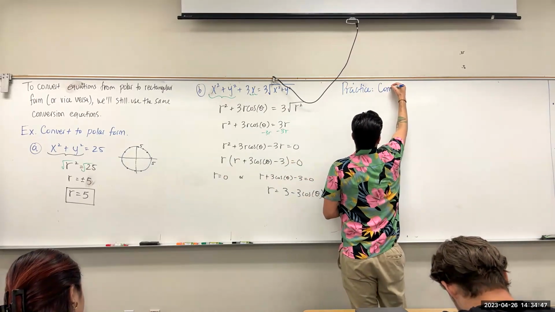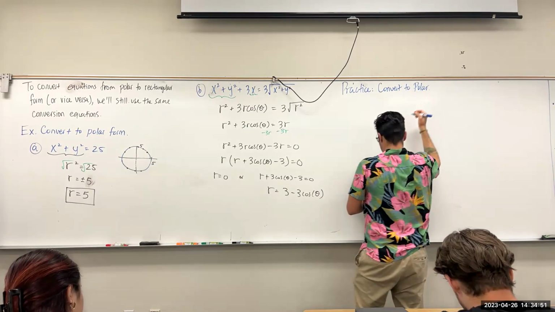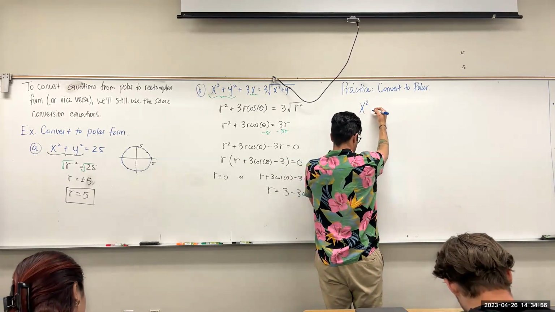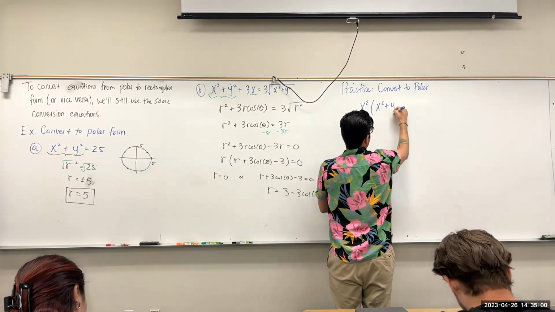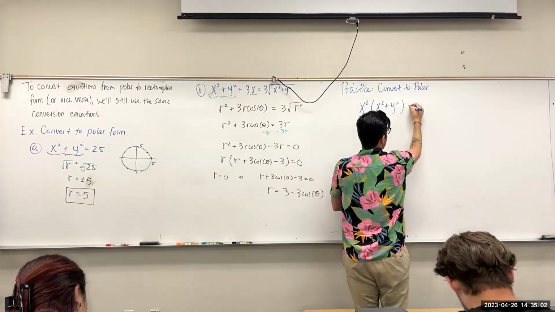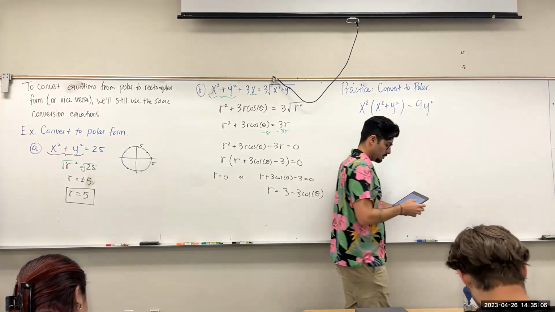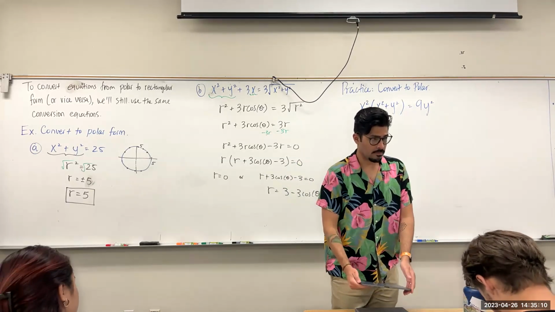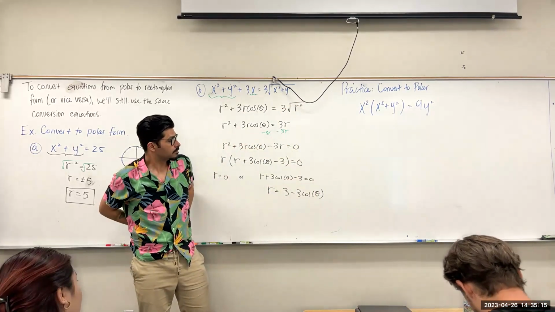Convert to polar. All right, so you've got x squared plus y squared equals 9y squared. Try it out.